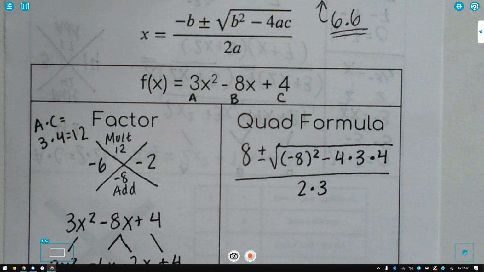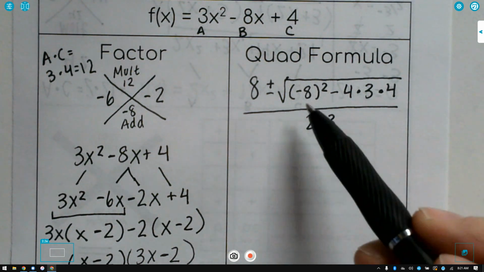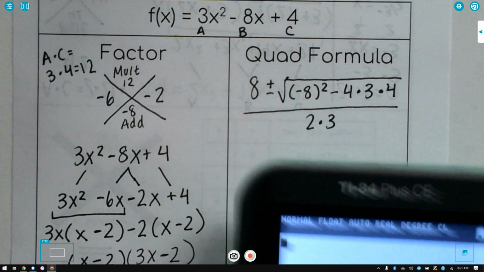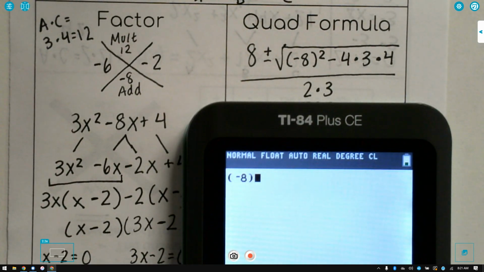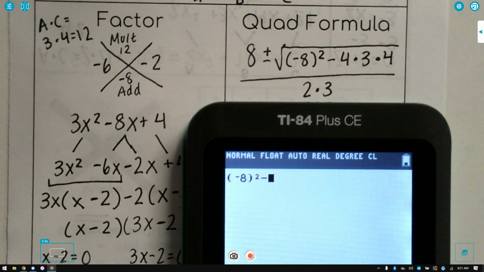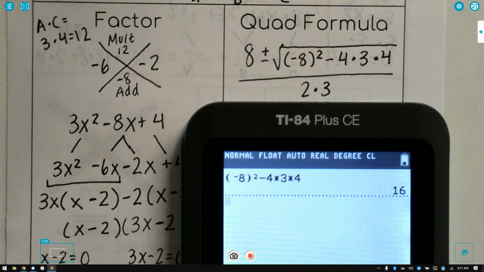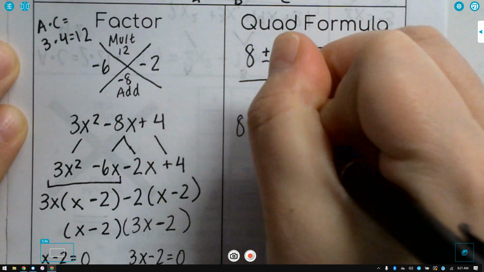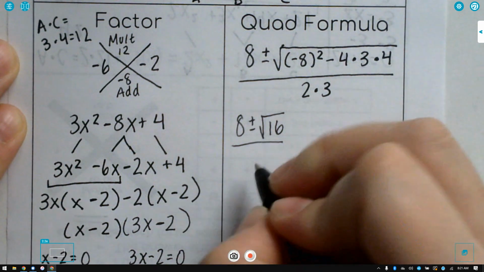Okay. So, first step after plugging things in. Next step, do that discriminant. So everything underneath the square root. So -8 squared minus 4 times 3 times 4. And I get 16. So now I have 8 plus or minus the square root of 16 over, we go ahead and do 2 times 3, it's 6.